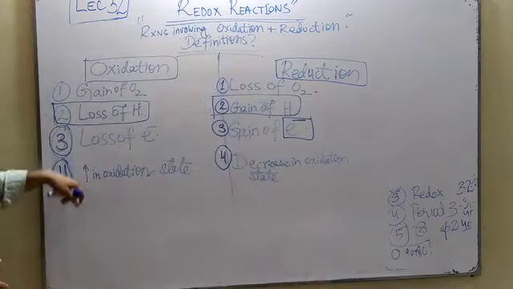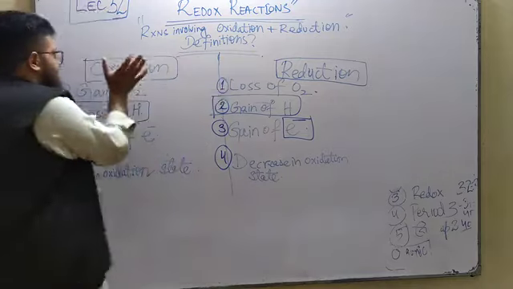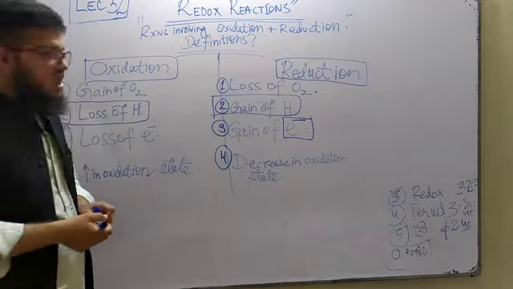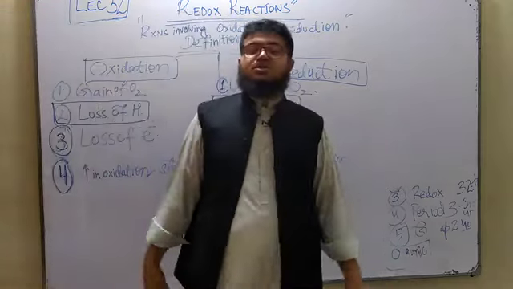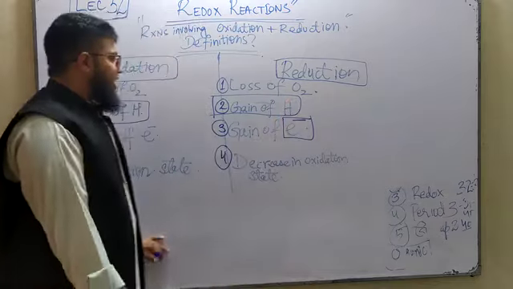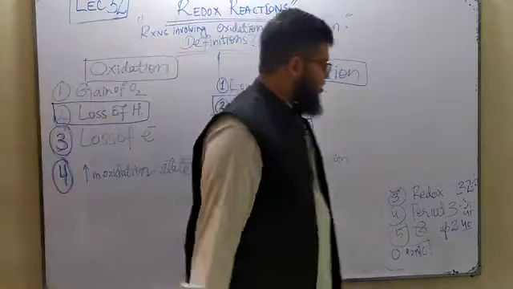Oxidation number: if there is an increase in oxidation number or an increase in oxidation state, we call that reaction oxidation, and if there is a decrease in oxidation number or a decrease in oxidation state, we call it reduction. Okay, so now these are all the four definitions of oxidation and reduction.